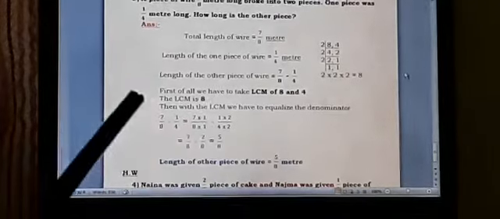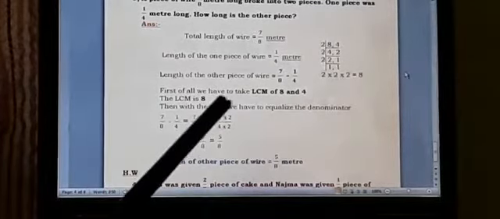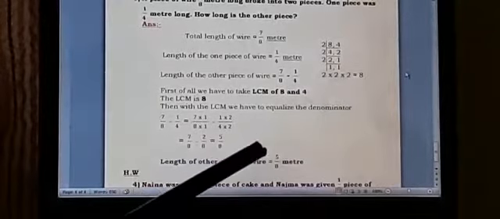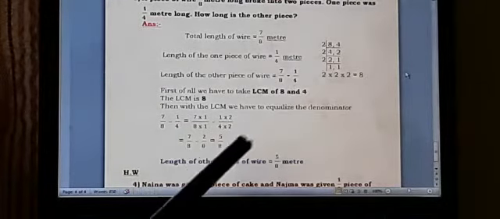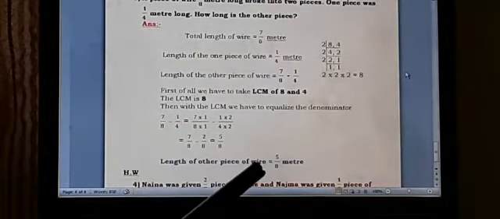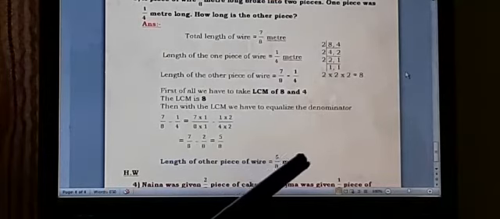So here also we have different denominators. This is called unlike fractions. So we have to take the LCM. The LCM is 8. With the LCM we have to equalize the denominator. We will get the answer. So the length of the other piece of wire is 5 by 8 meter.